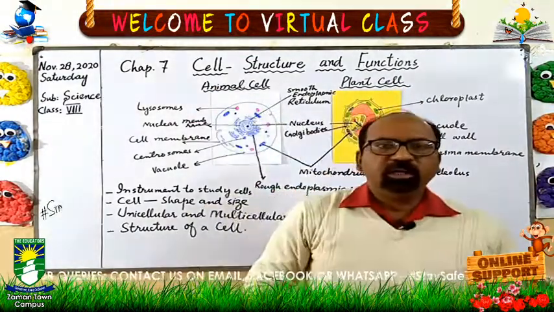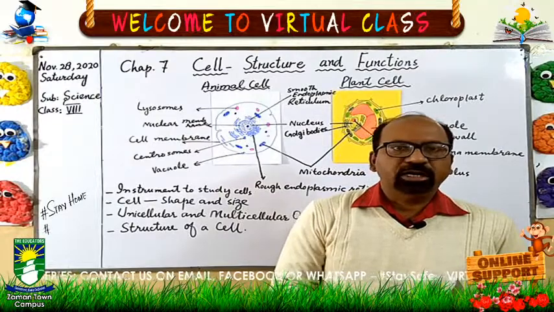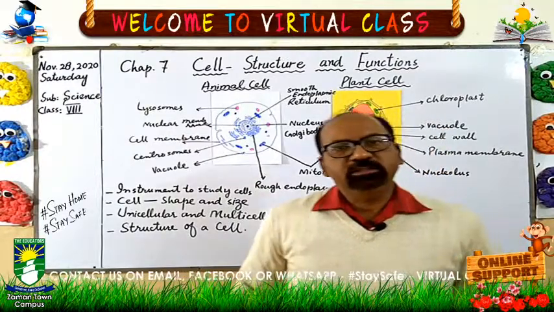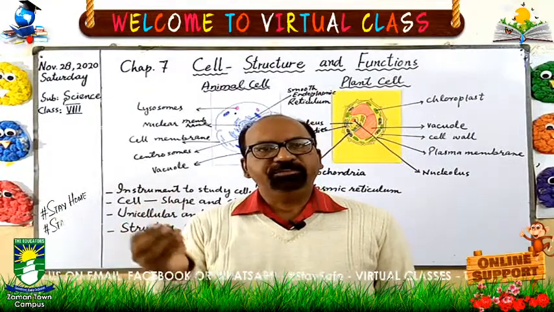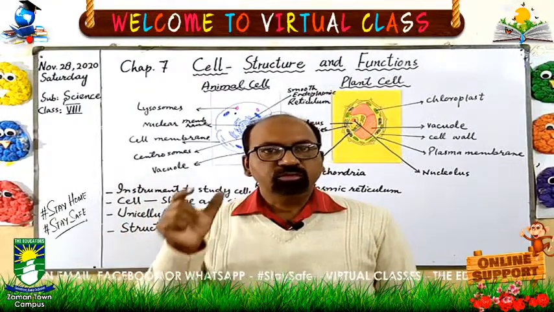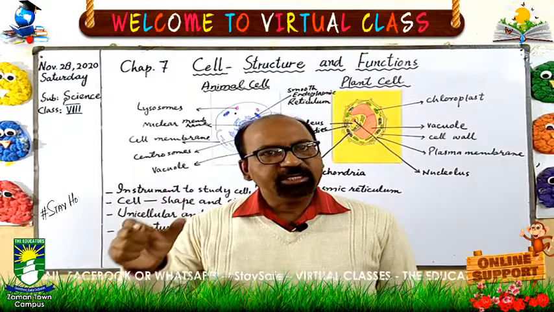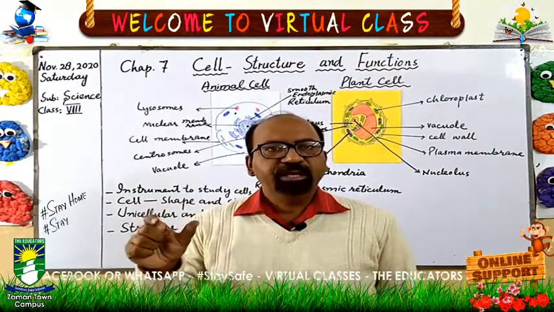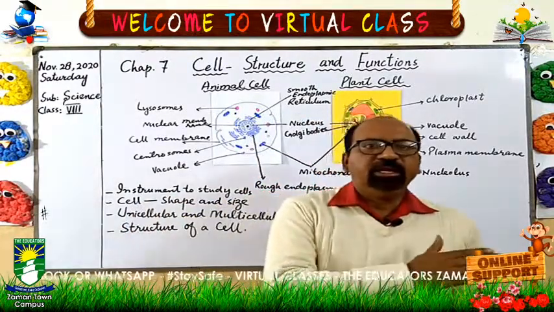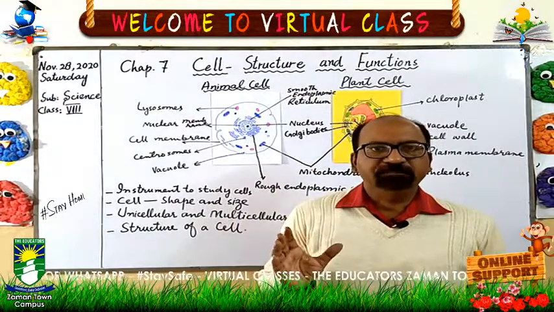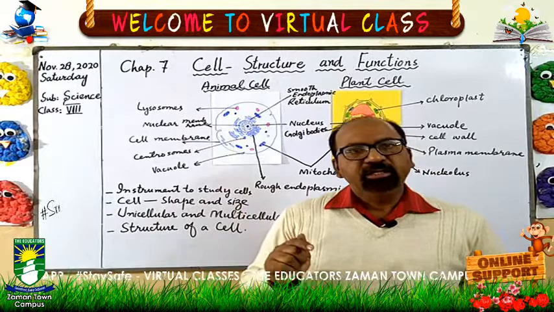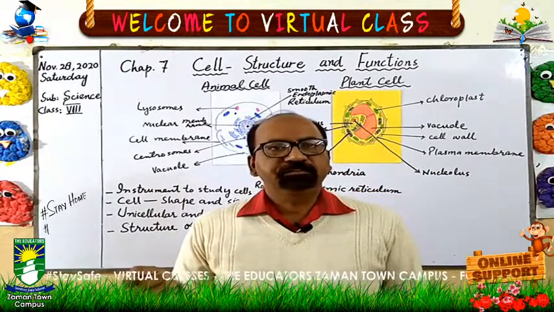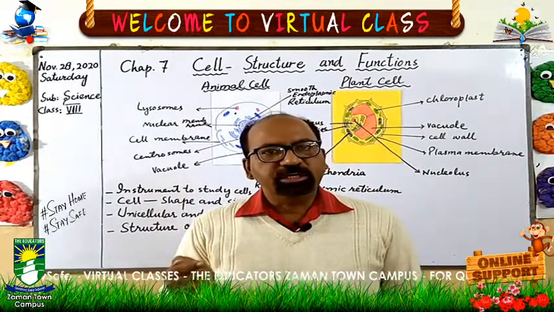So first of all, it is very necessary to understand what is a cell. As you know that all the buildings are made up of bricks. So the brick is the basic unit of a building. With the help of bricks and a lot of other materials, the buildings are made. Likewise, the plants and animals, their basic unit is the cell.